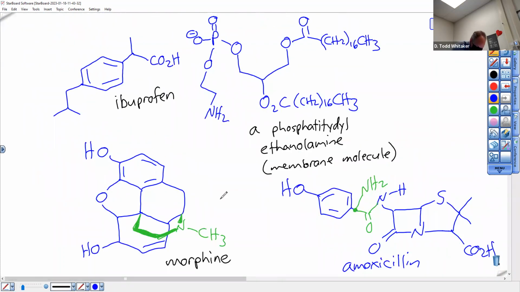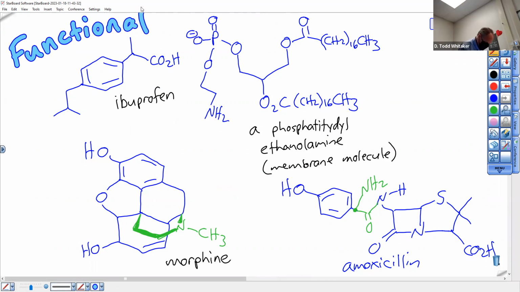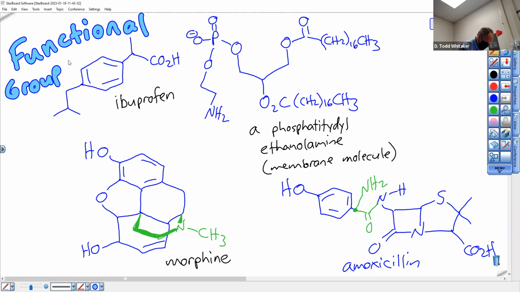Okay. Ibuprofen, common pain reliever. Do you see any functional groups in that? Because that's what we're supposed to do today. Functional groups. And right there, what's the functional group that has a short form? CO2H. Carboxylic acid. Boy, that's not how you spell carboxylic acid.